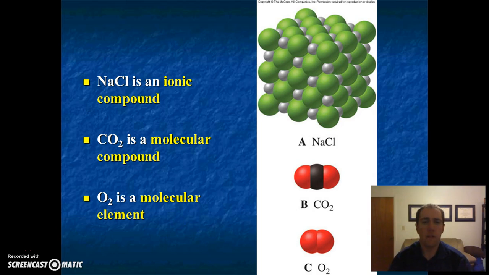So these are our pictures again. Here is our sodium chloride, our salt. It's an ionic compound. You have the sodium ions and the chloride ions in a crystal lattice, and they form this cubic structure. Carbon dioxide is a molecular compound. This is our molecule of CO2.